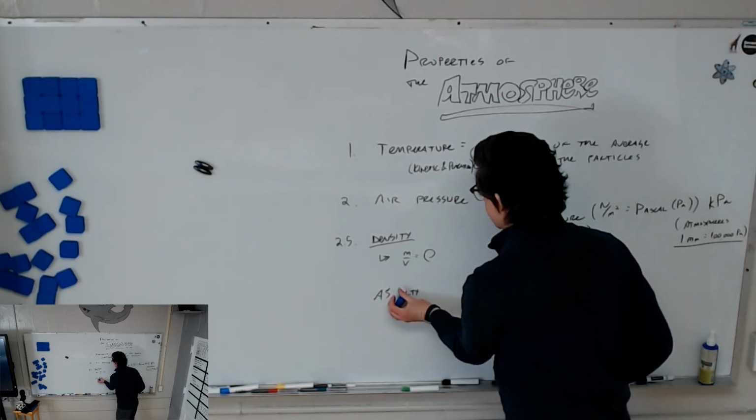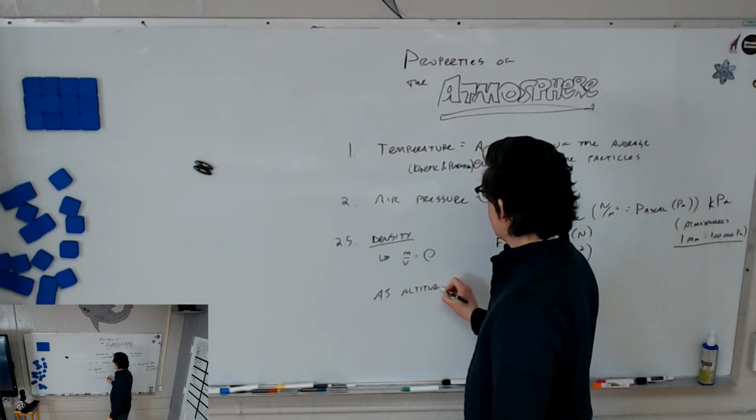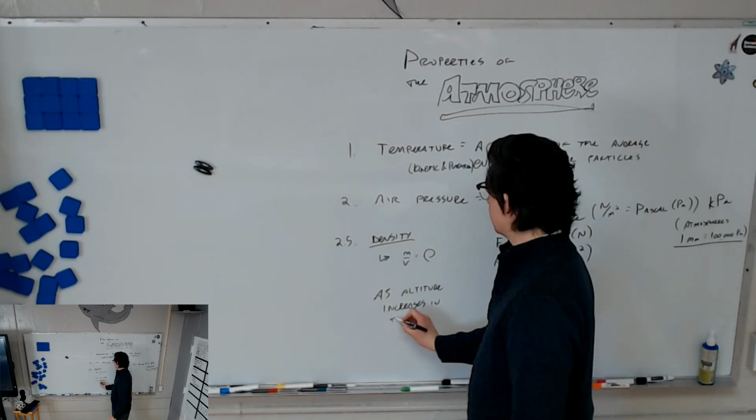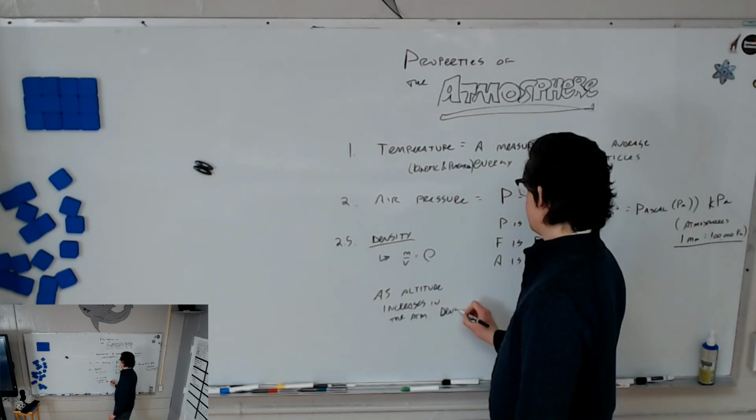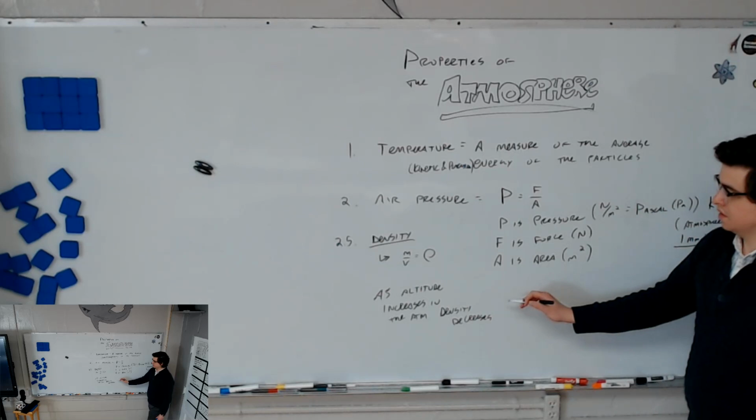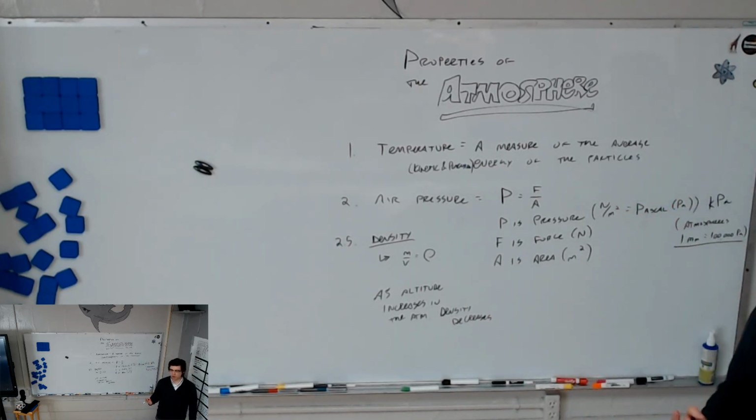As altitude increases in the atmosphere, density decreases. And unlike temperature, which we talked about in the last lesson, this is a strict relationship. For the most part, almost always, as we go up in the atmosphere, the density decreases.